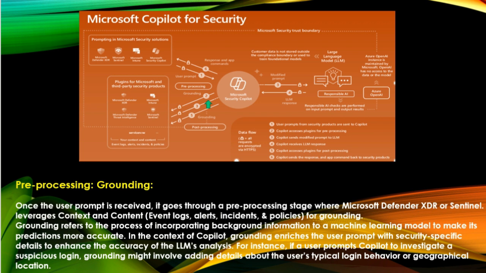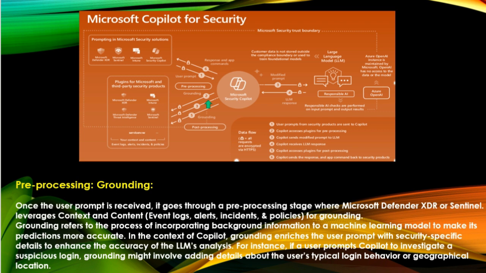Pre-processing, grounding. Once the user prompt is received, it goes through a pre-processing stage where Microsoft Defender XDR or Sentinel leverages context and content, event logs, alerts, incidents, policies, for grounding. Grounding refers to the process of incorporating background information to a machine learning model to make its predictions more accurate.